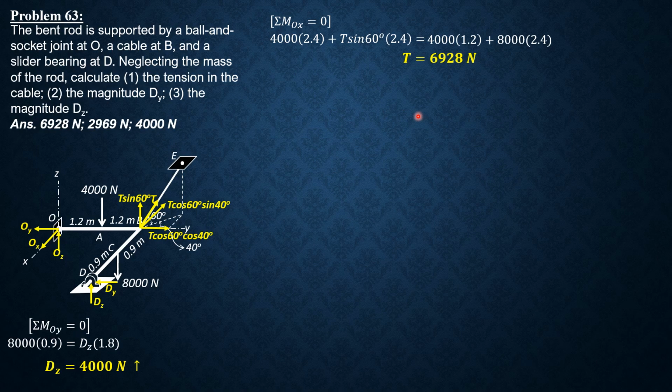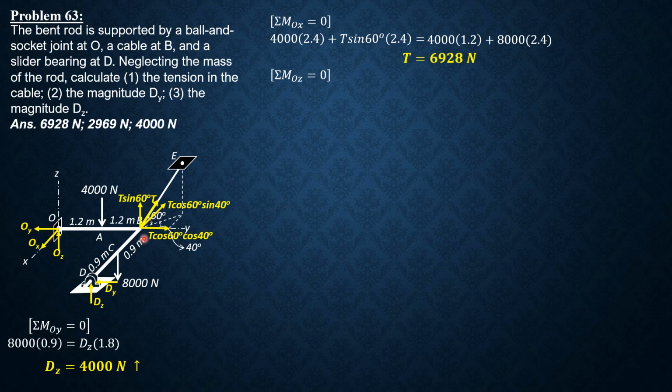Then finally, for the magnitude dy, we can sum up moment about OZ equals 0. Then by right thumb rule, your right thumb should be here. Positive moment should be in that direction. So T cosine 60 sine 40 would be positive times 2.4. T cosine 60 cosine 40 is not involved. T sine 60 is not involved. T cosine 60 cosine 40 passes through OZ. T sine 60 is parallel to the Z axis, so not involved. All these vertical forces are not involved.